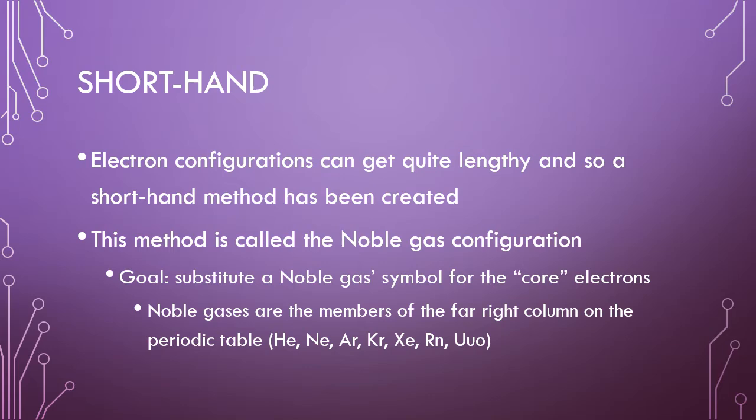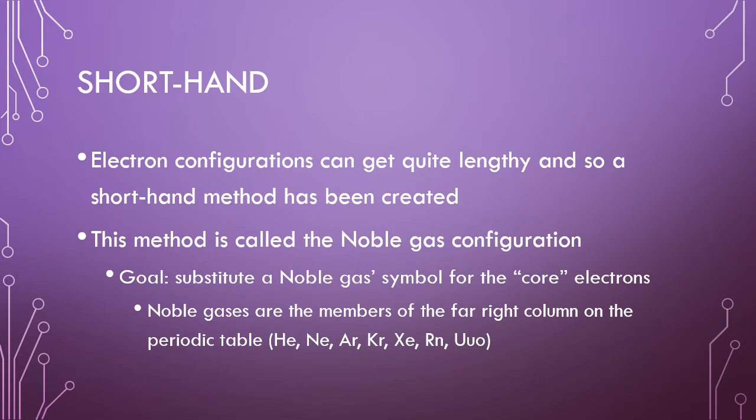However, electron configurations can get very long very fast, and so a shorthand method would be handy to have. The name of the shorthand method that is most commonly used is the noble gas configuration. In the noble gas configuration, the core electrons, those who have the lowest energies and are closer to the nucleus, will be substituted using a noble gas's symbol in brackets.